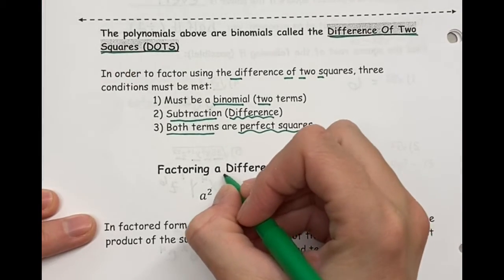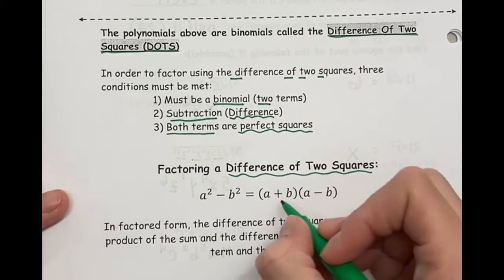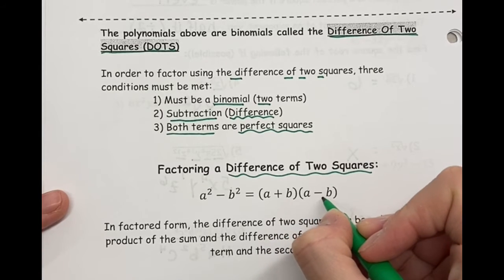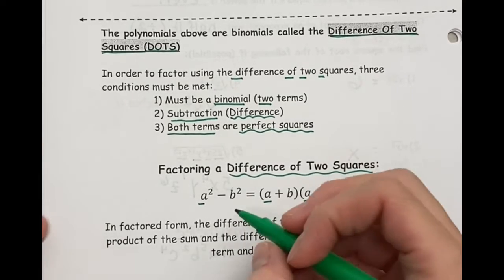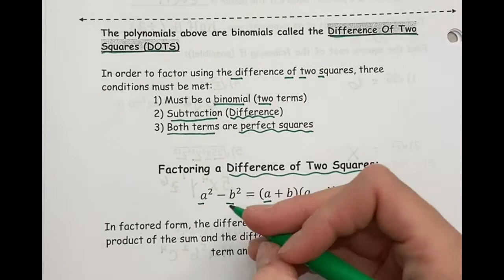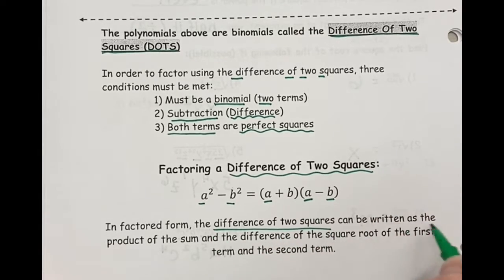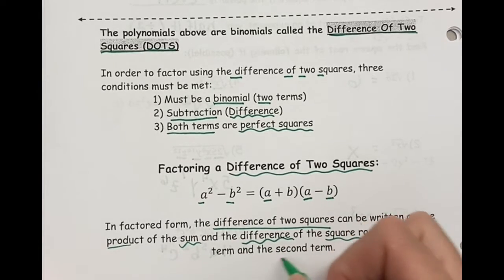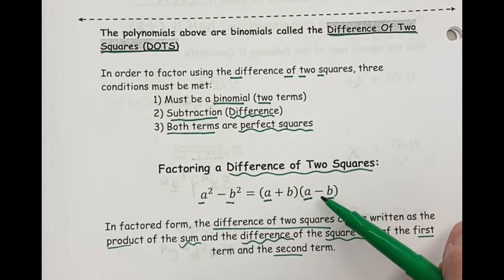And when we're factoring with our difference of two squares or DOTS method, what we're going to do is create two sets of parentheses. One's always going to be a positive, and one's always going to be a negative. And then we're going to take the first term and put it first in each of the parentheses, and then the second term and put it second. I'm sorry, when I said perfect square, I meant take the square root of each term and put it in. So in factored form, the difference of two squares can be written as the product of a sum and a difference of the square roots of the first term and the second term. So we have two binomials being multiplied, a sum, so we're adding, and a difference, and then we take the square root of those terms and place them in.